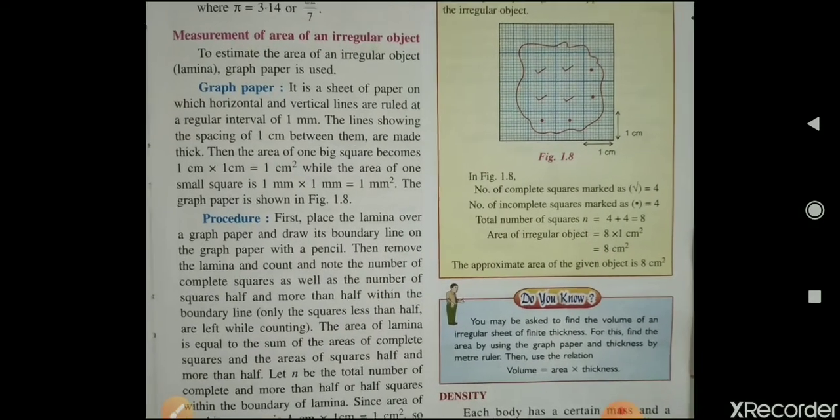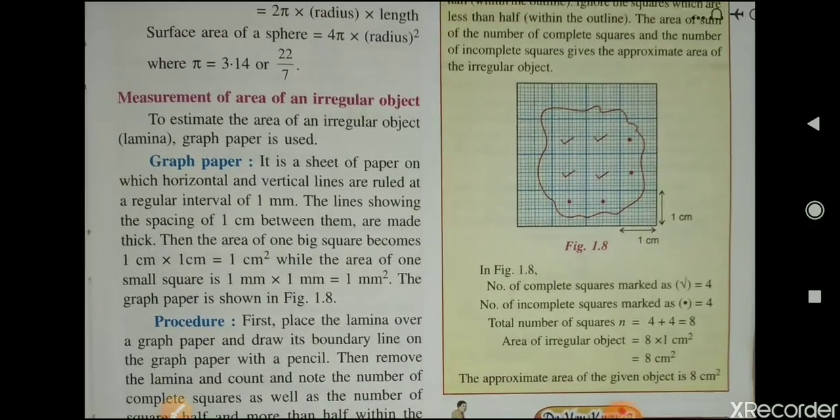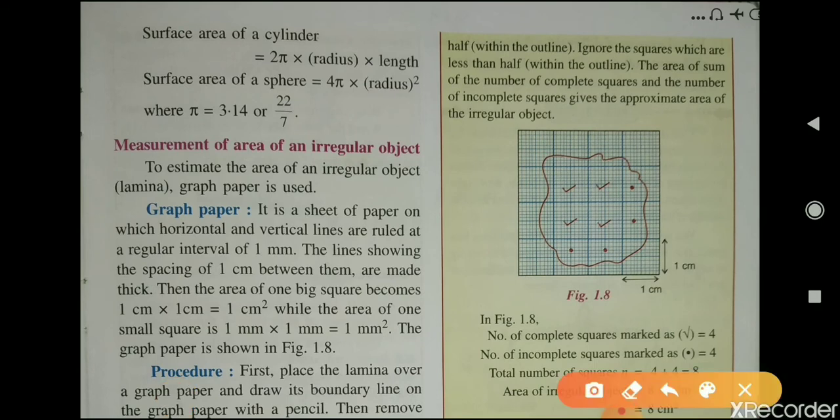Now, the surface area of a cylinder you can find by the formula 2 pi r L, and the surface area of a sphere is 4 pi r square, where the value of pi is 22 upon 7 or 3.14. Now, how can you find the area of an irregular object?